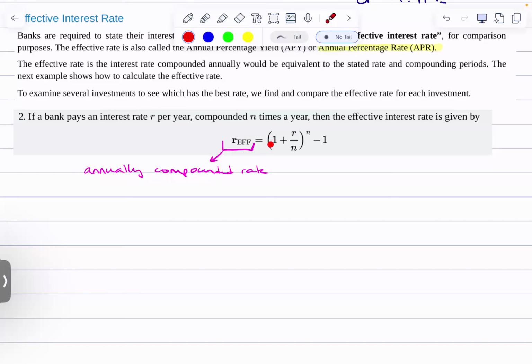Everything is familiar at this point. 1 plus R. R is the rate, the original rate, right? The actual rate per year. And then compounded n times per year, it's to the power of n. Right? Same values, and then minus 1.